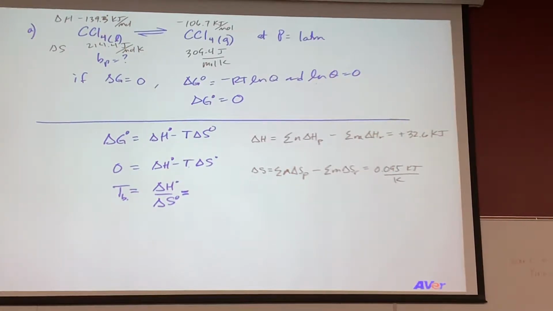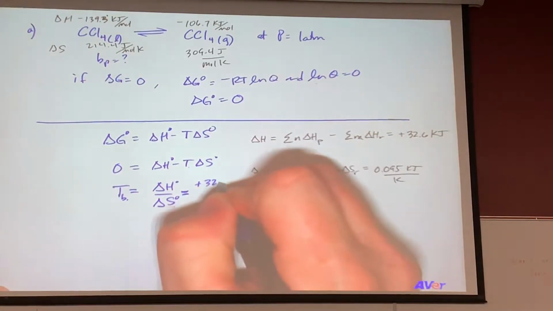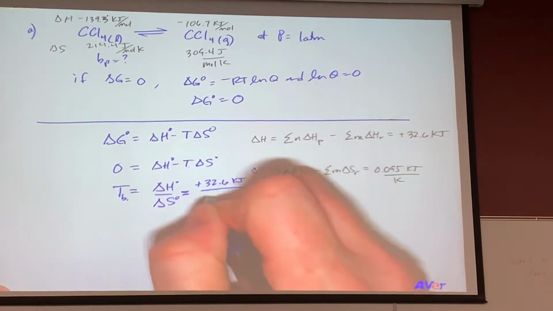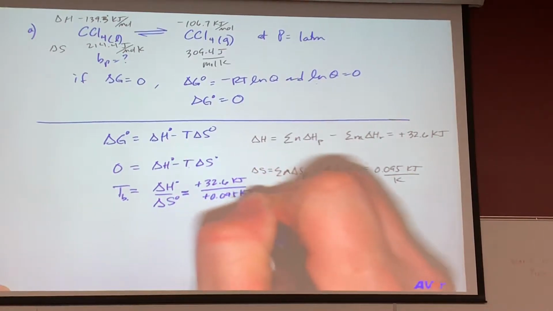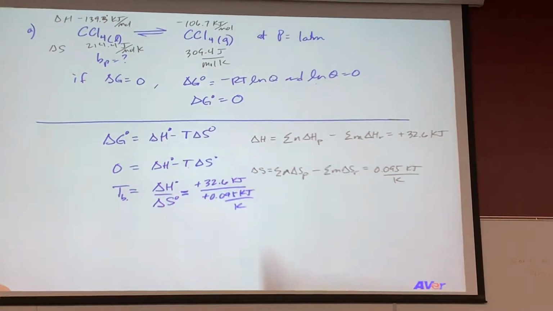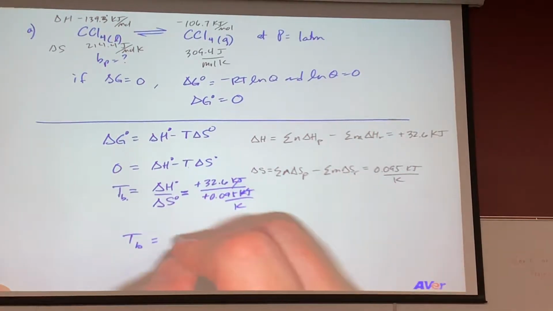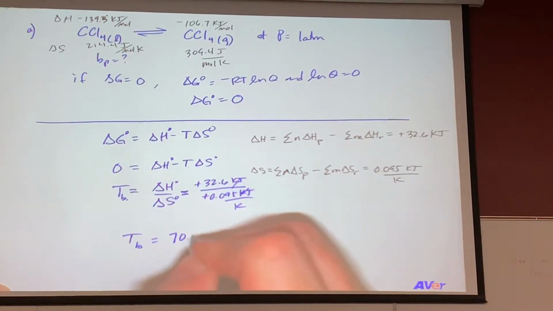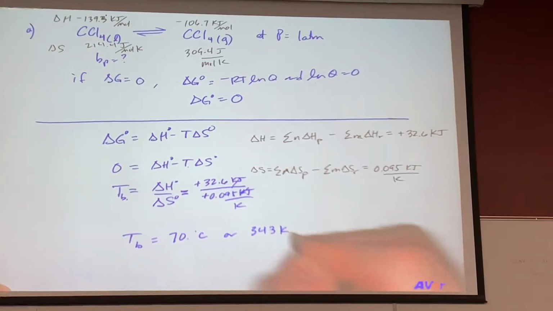Gotcha. Okay. So then it's a matter of just plugging in the numbers, and in this case, you have positive 32.6, and on the bottom you have positive 0.095, and you get kilojoules per Kelvin. These disappear, and then your answer becomes 343.2.